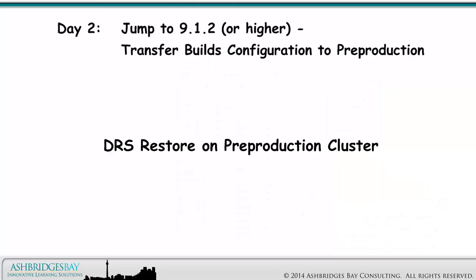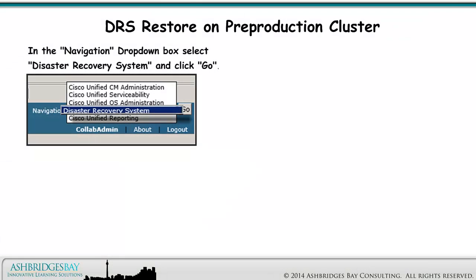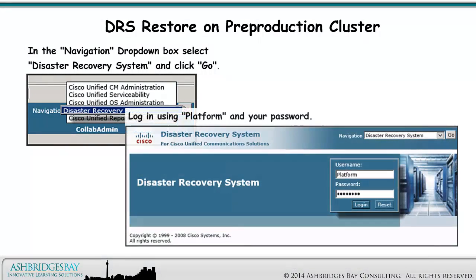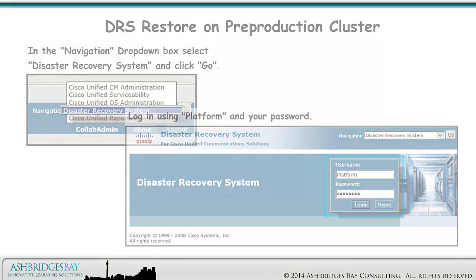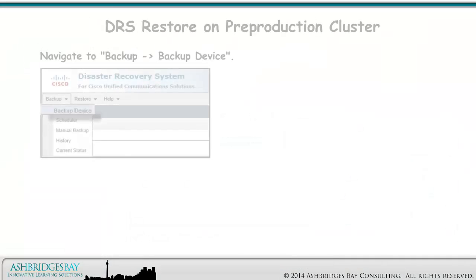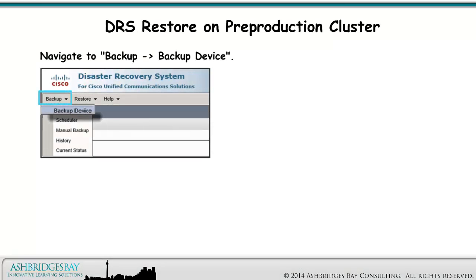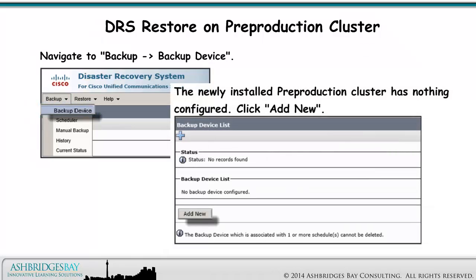Next, we do a DRS restore on the pre-production cluster. In the navigation drop-down box, select Disaster Recovery System and click Go. Log in using Platform and your password. Navigate to Backup, Backup Device. The newly installed pre-production cluster has nothing configured. Click Add New.